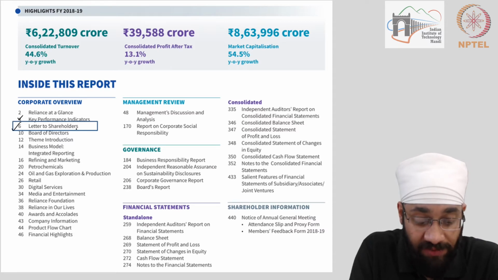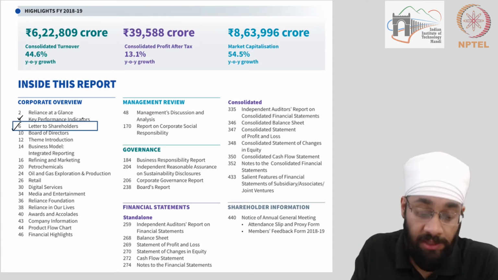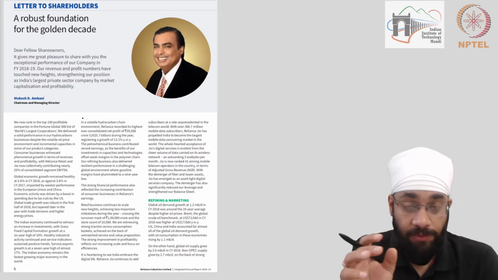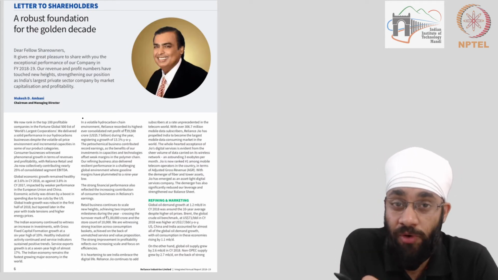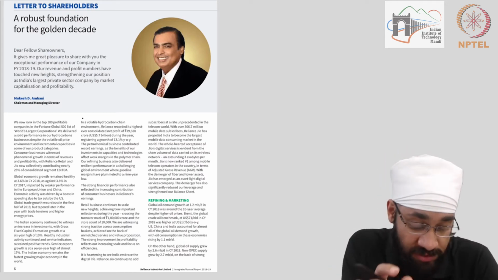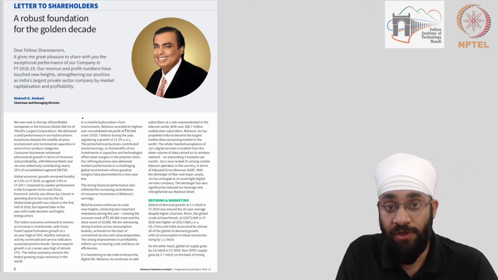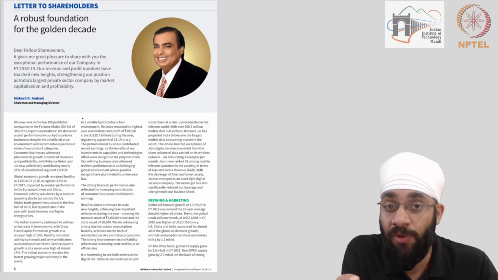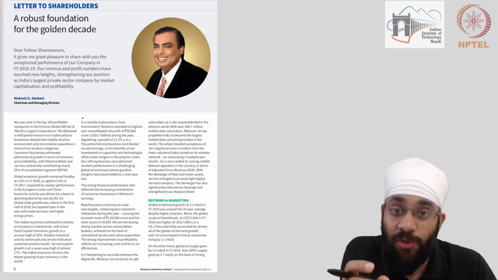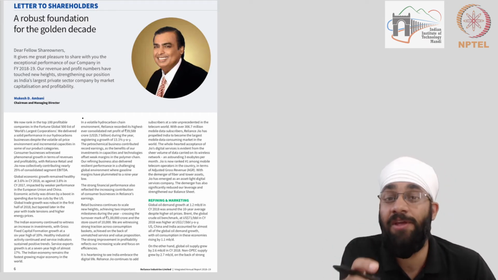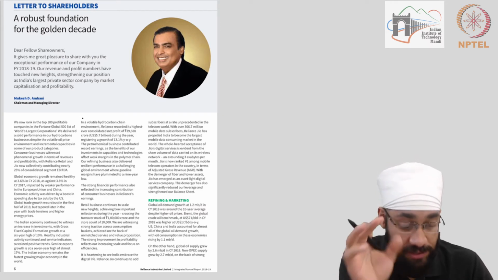Immediately after that, you have the letter to the shareholders. This letter here is written by Mr. Mukesh Ambani to the shareholders, addressing all the shareholders. And let me just read through some of the text, selected text. The purpose is to indicate to you that these ratios, these indicators, these terms that are being used in the financial reports, you know them. You can read through these terms.